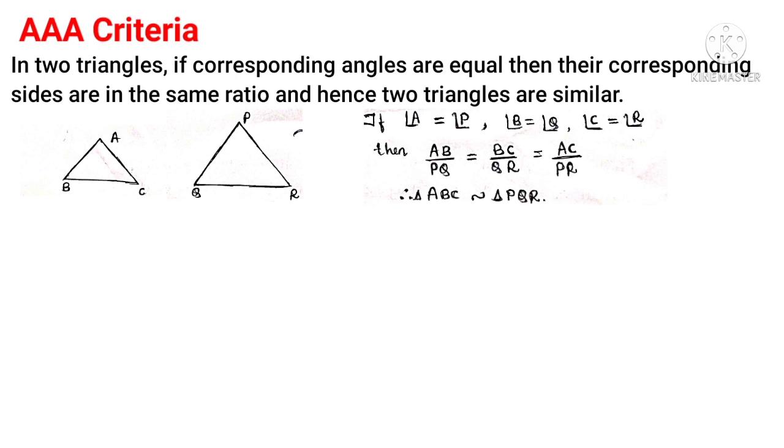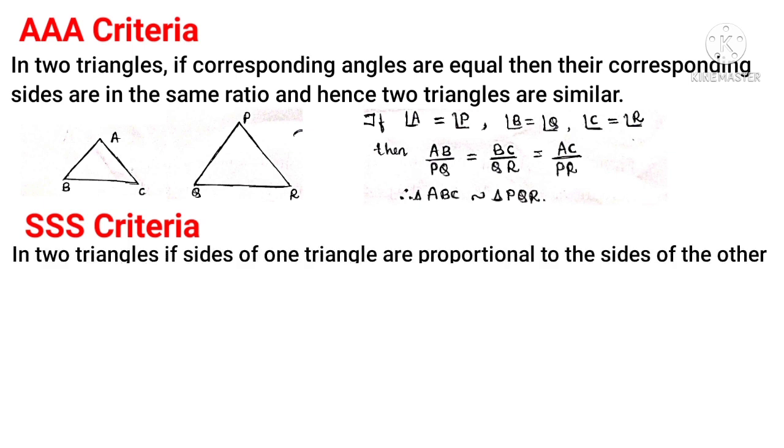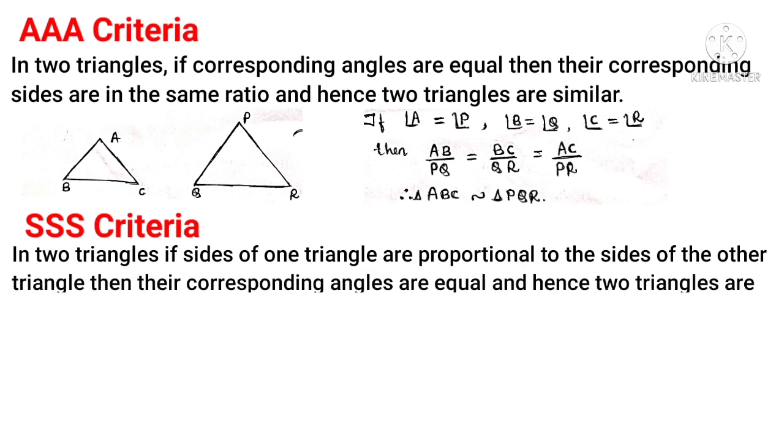Similarly, we have one more criteria, SSS criteria. According to this criteria, in two triangles, if sides of one triangle are proportional to the sides of the other triangle, then the corresponding angles will be equal and we can call those two triangles similar.